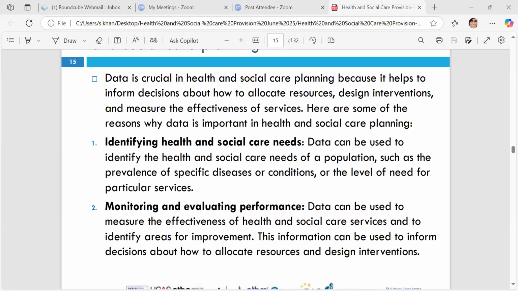Latifa, what do you think it means to identify health and social care needs? Why is data important to identify health and social care needs?